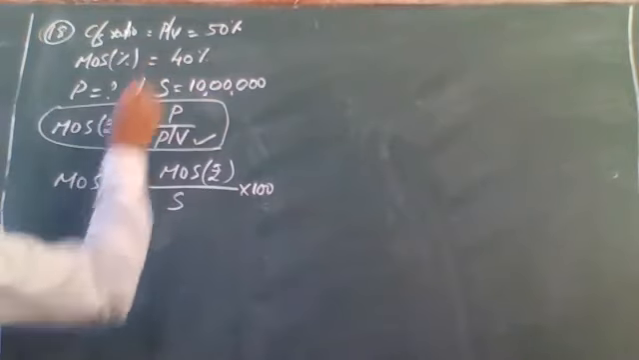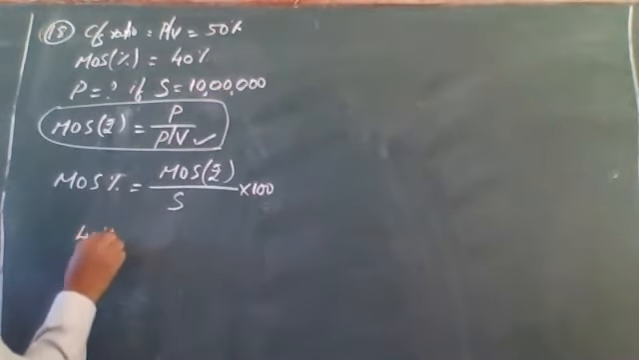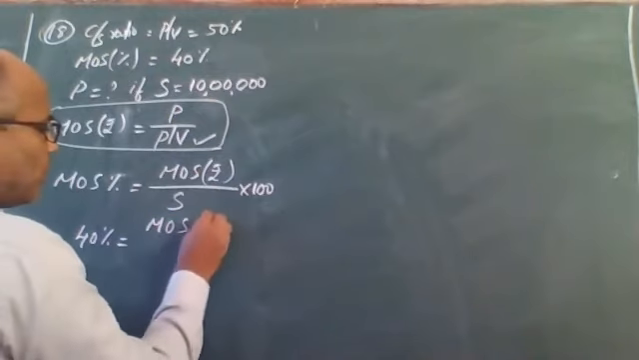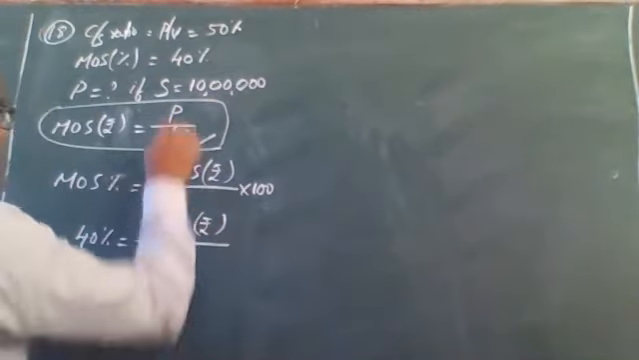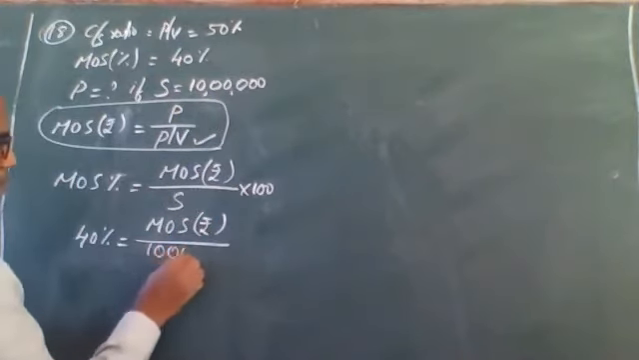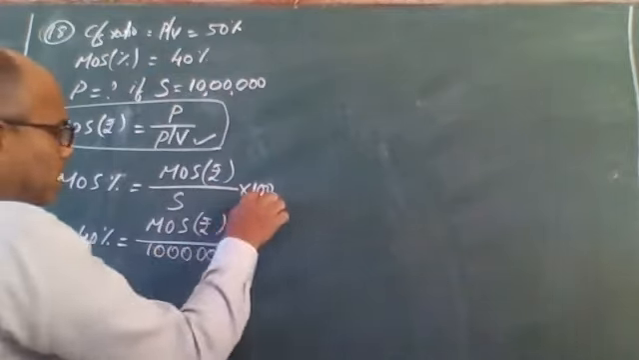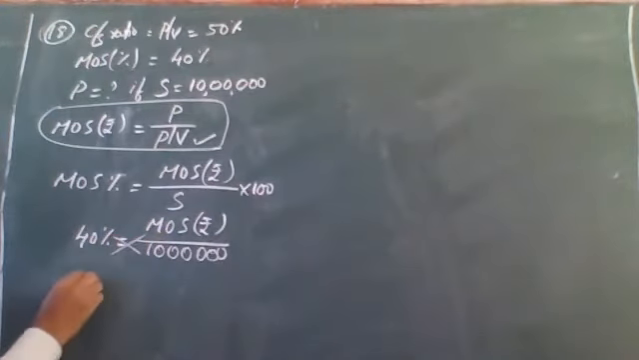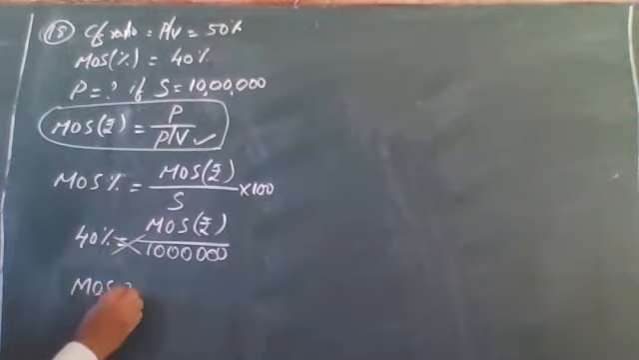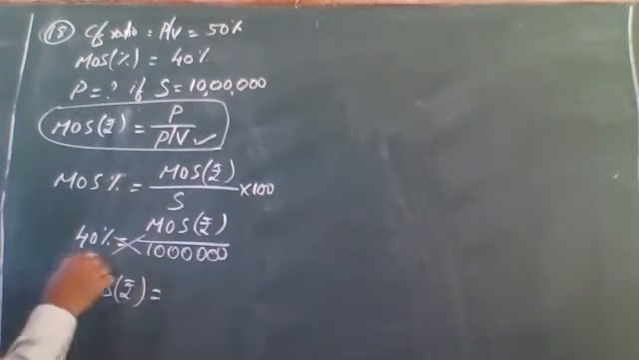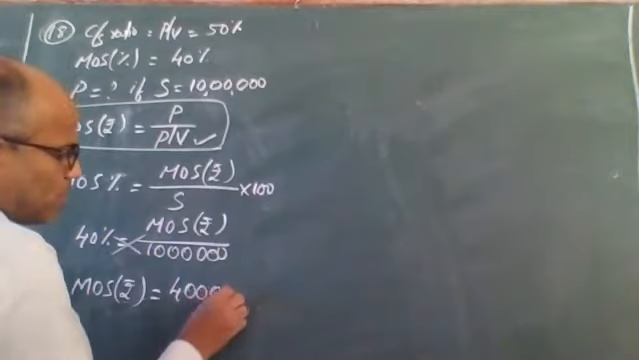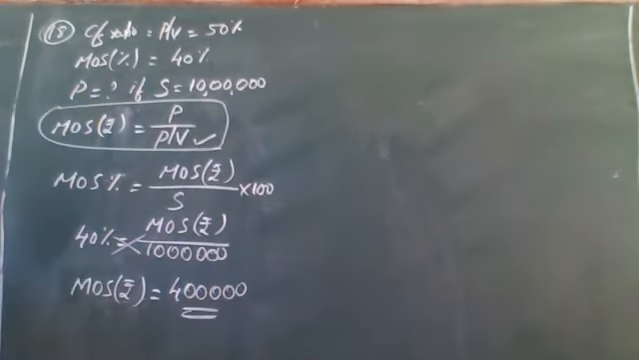So MOS percentage 40% is equal to MOS rupees, which I don't know, by sales, which I know is 10 lakhs. Into 100 I will not write because it is already in percentage. So cross multiplication gives me MOS rupees is equal to 40% of 10 lakhs. 40% of 10 lakhs is how much? It's 4 lakhs. What did you get? Sir, I got MOS rupees.